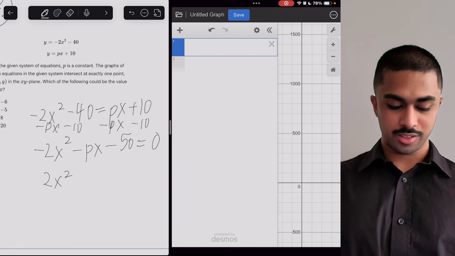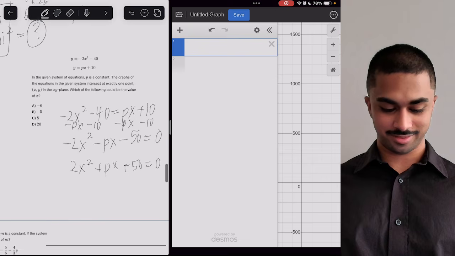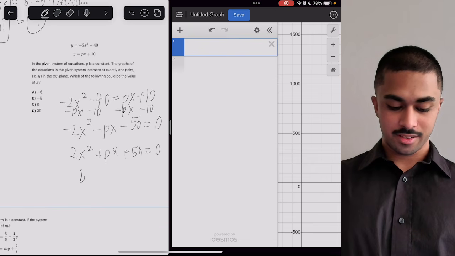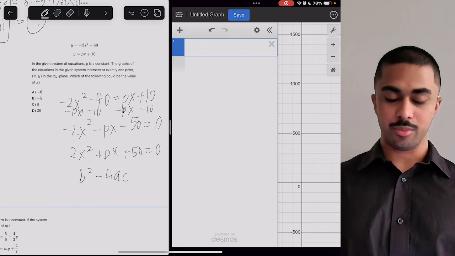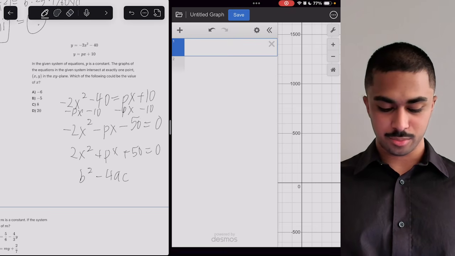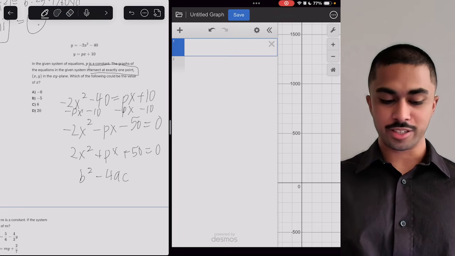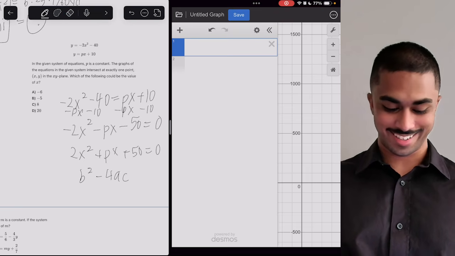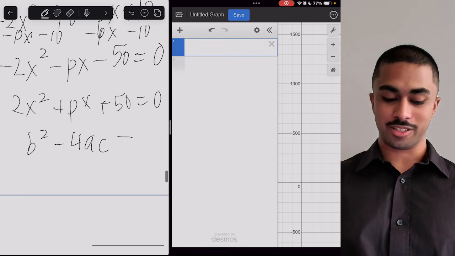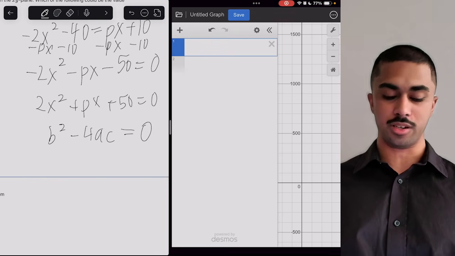Okay. Now, since I like positive numbers, I'm just going to multiply both sides by -1. There we go. And now we use the discriminant, b squared minus 4ac. And this has to be, which could be the value of x. My bad. Intersect at one point. This is what we did. So we set b squared minus 4ac equal to 0. When a parabola has one solution, we set b squared minus 4ac equal to 0.